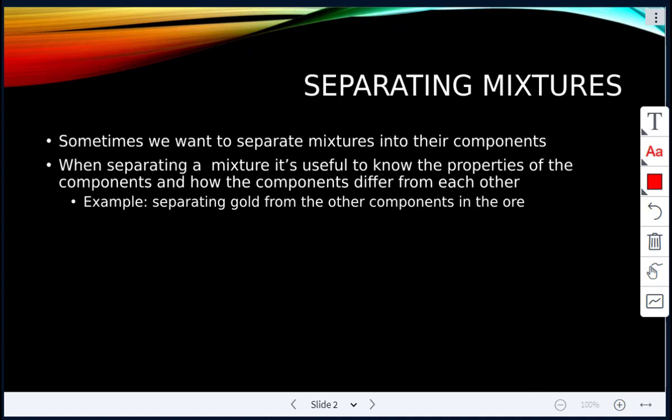When separating a mixture, it's useful to know the properties of the components and how the components differ from each other. So for example, how could we separate gold from the other components in that ore? It's useful to know the properties of gold and the other properties of the ore so that we can separate the gold from the rest of it.